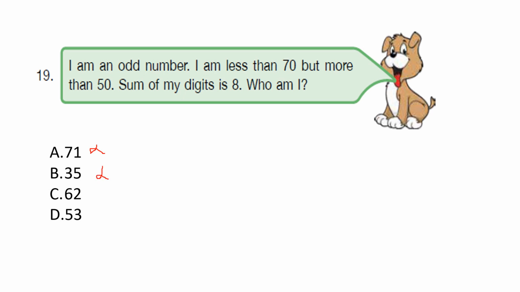Option C is an even number. So this is also incorrect. Option D is more than 50 and less than 70 and is an odd number. And the sum of its digits is 8. 5 plus 3 is 8. So answer is option D.